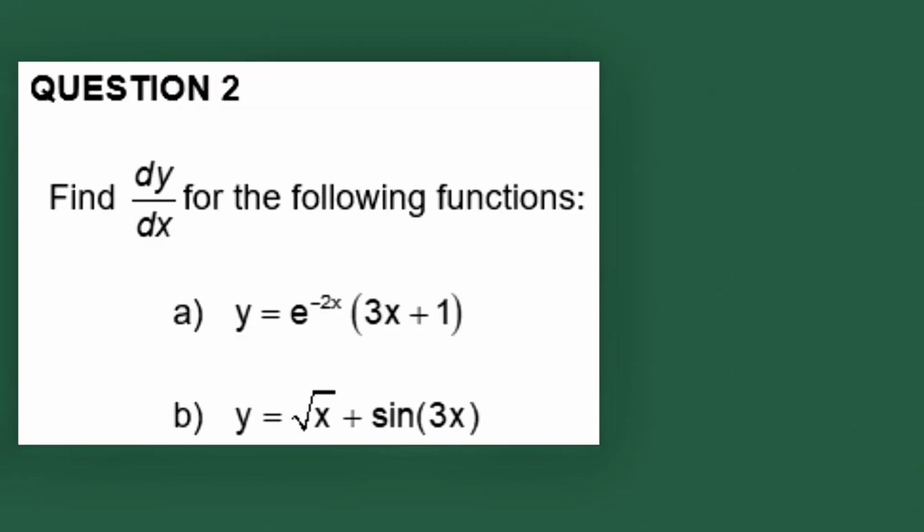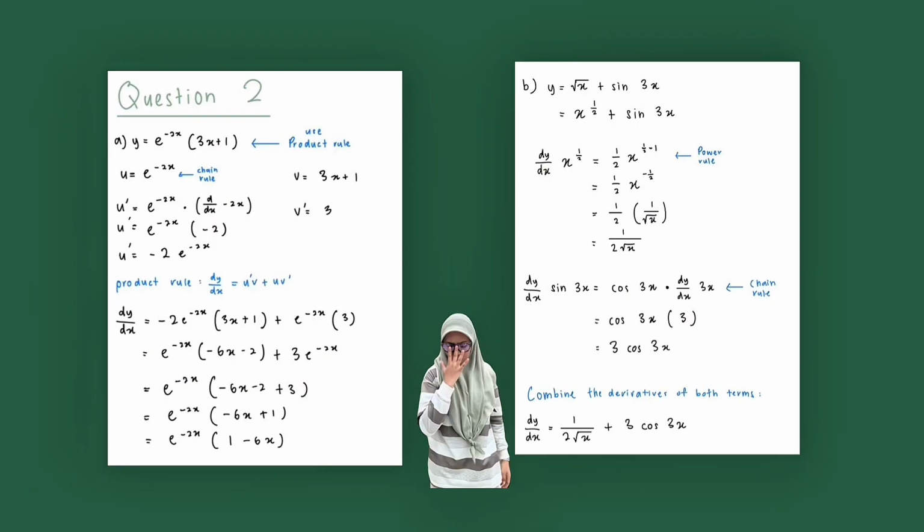Now that we have looked at all the techniques of differentiation, let's do some exercise to understand more about differentiation. Shall we? Let's go! Now, let's look at these two questions. Find the dy/dx for the following function. For the first one, the equation is y equal to e to the power of negative 2x times 3x plus 1. From this equation, we need to use the product rule.